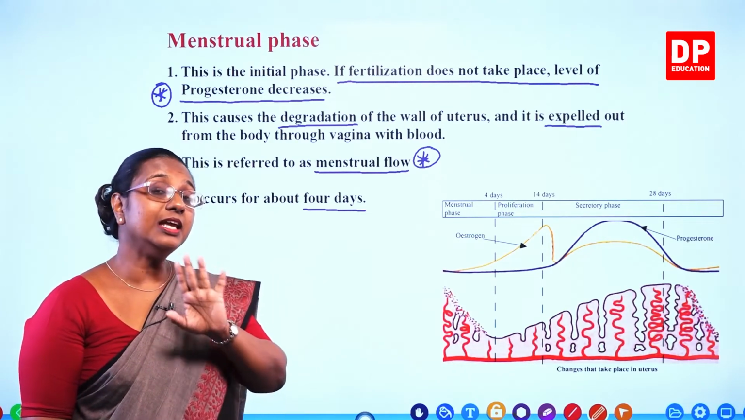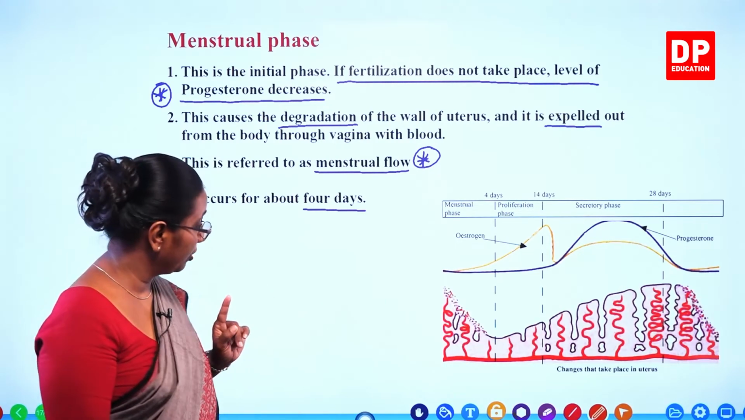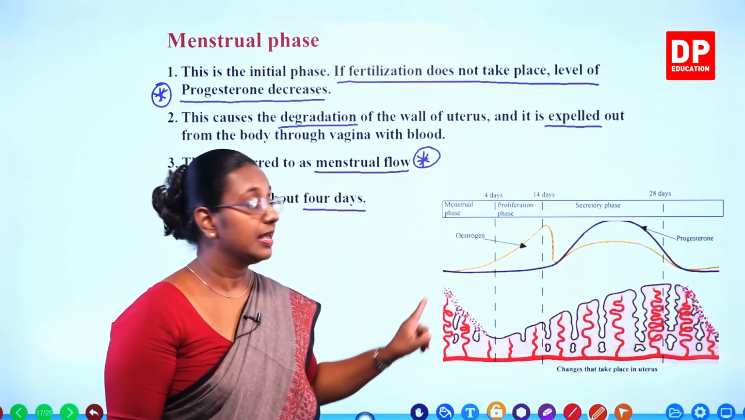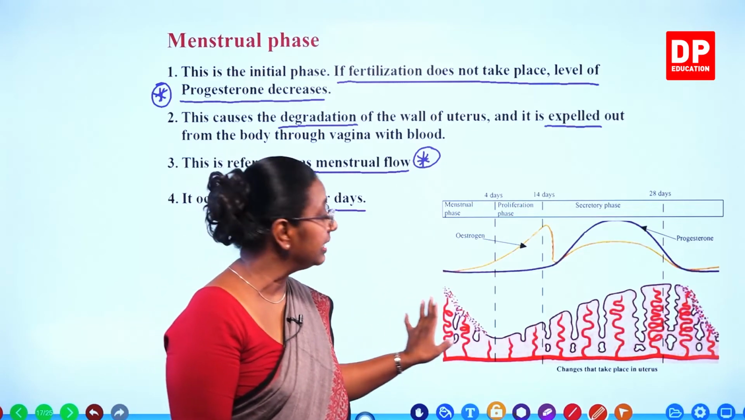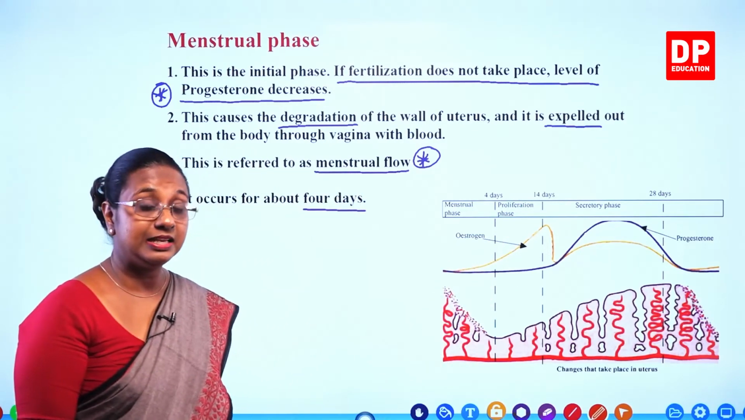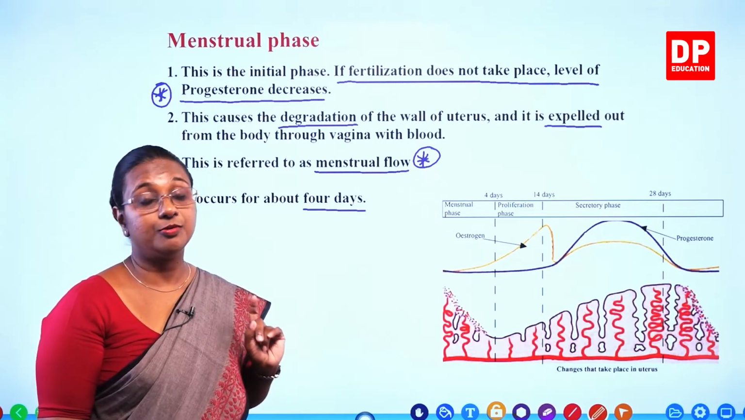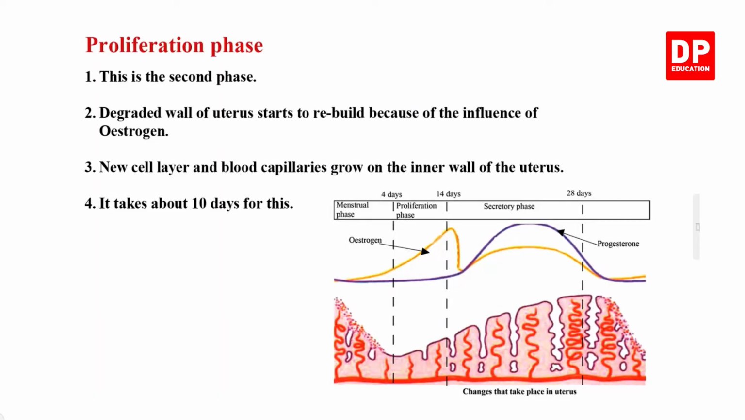But normally, according to the menstrual cycle, we consider it as 4 days. So the first 4 days is the menstrual phase. During that, the progesterone level drops, but the estrogen level starts increasing. Both the hormones are secreted by the ovary. You can remember that. Then we will move on to the next phase, that is the proliferation phase.